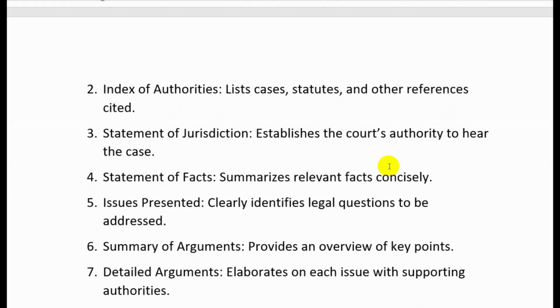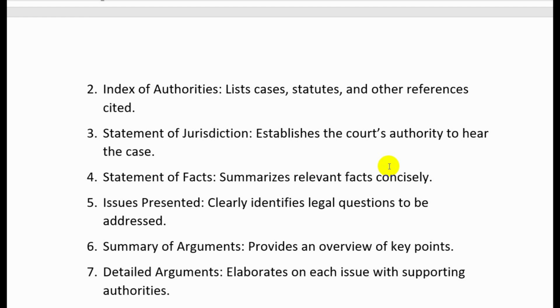Next is the statement of jurisdiction. Third, we will establish that the court that we are approaching has the authority to hear the case. That has to be clearly established. That has to be shown that the court has the authority to hear the case, otherwise it will be straight away dismissed.